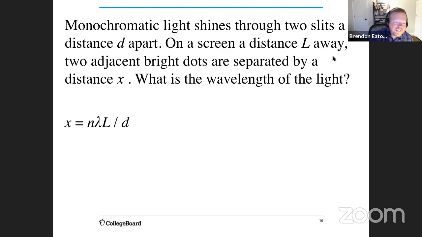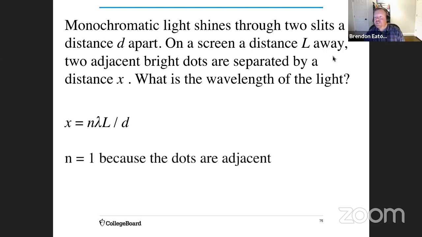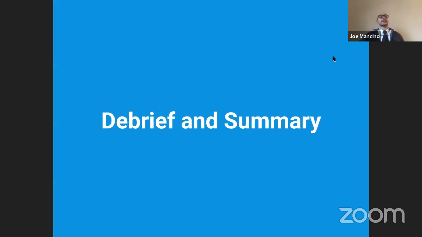So n equals 1 because the dots are adjacent to each other. Okay, so if I just simplify and take n out of the equation, you get lambda is equal to x d over L, where x is the spacing in between the dots, d is the slit width, and L is the distance to the screen. So there's no numerical solution to this. It's just symbolic. Sometimes it's just algebra. All right, that does it for today.